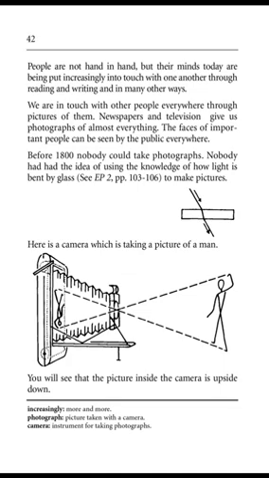Page 42. People are not hand in hand, but their minds today are being put increasingly into touch with one another through reading and writing and in many other ways. We are in touch with other people everywhere through pictures of them. Newspapers and television give us photographs of almost everything. The faces of important people can be seen by the public everywhere. Before 1800, nobody could take photographs. Nobody had had the idea of using the knowledge of how light is bent by glass to make pictures. Here is a camera which is taking a picture of a man. You will see that the picture inside the camera is upside down.